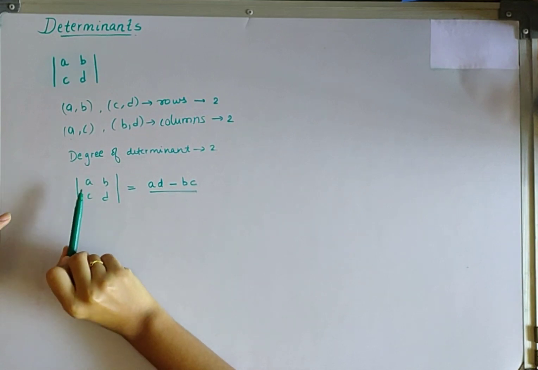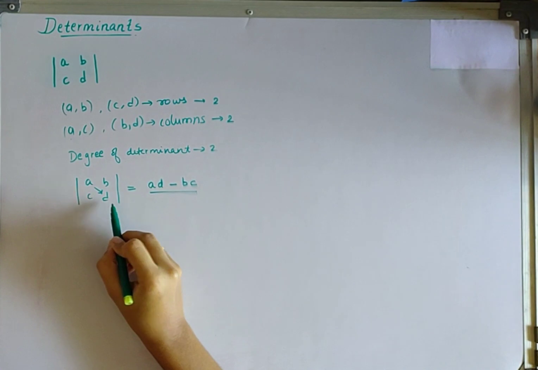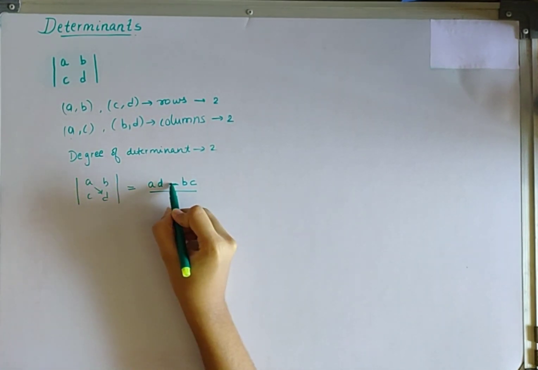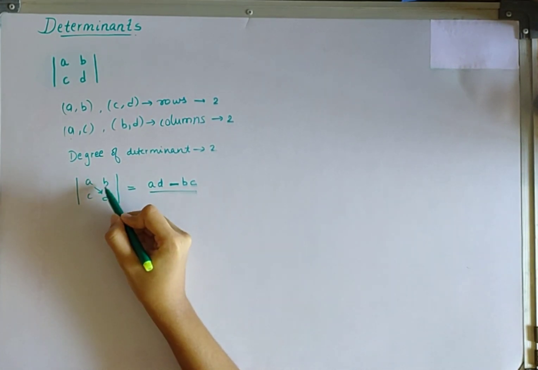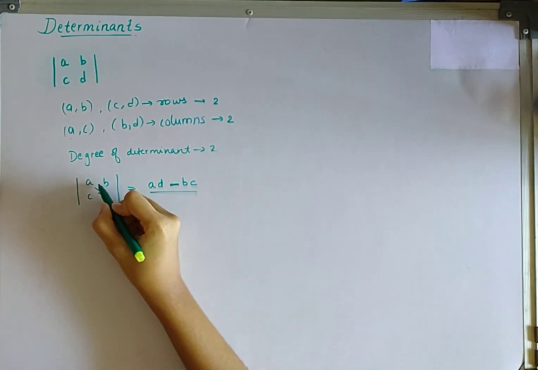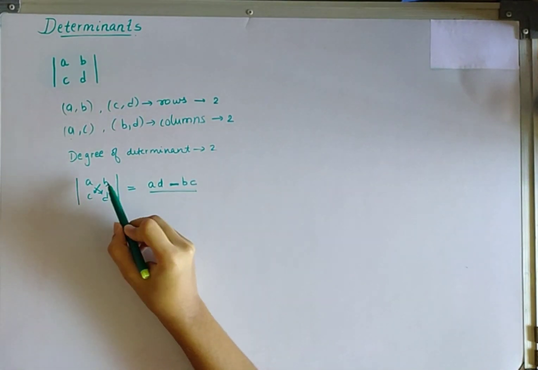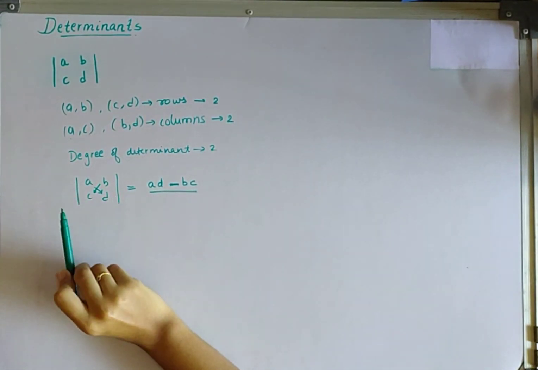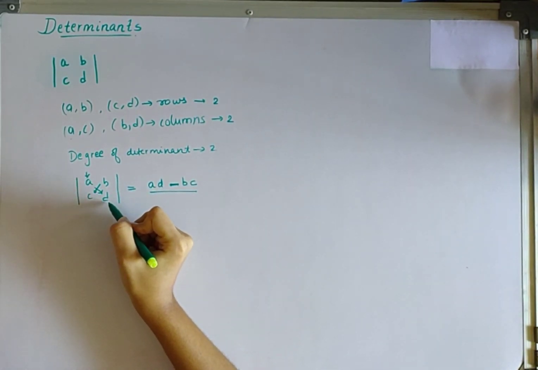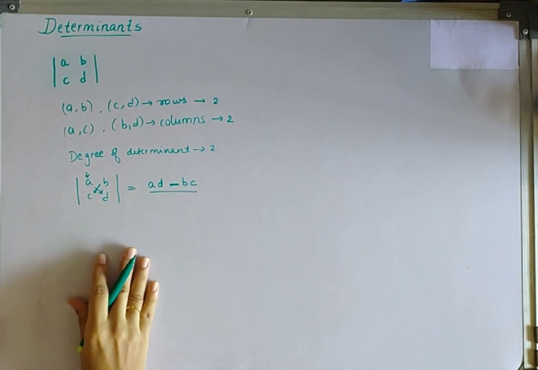So how did I do that? A, D diagonally, then a subtraction sign, and then B, C. That is A into D minus B into C. It always goes in this format. Never interchange. It is not B into C minus A into D. It is always in the form of this: first it starts with A into D minus B into C. We'll practice this first.